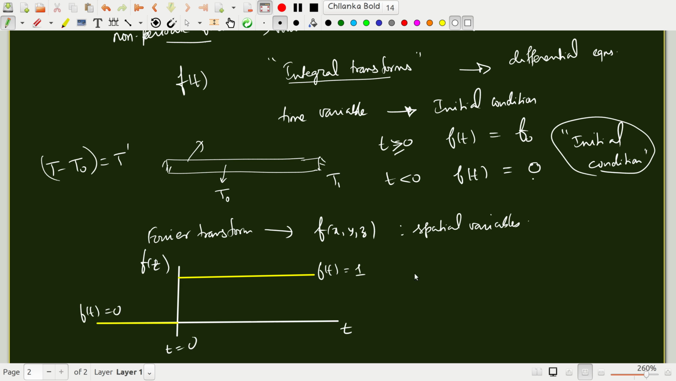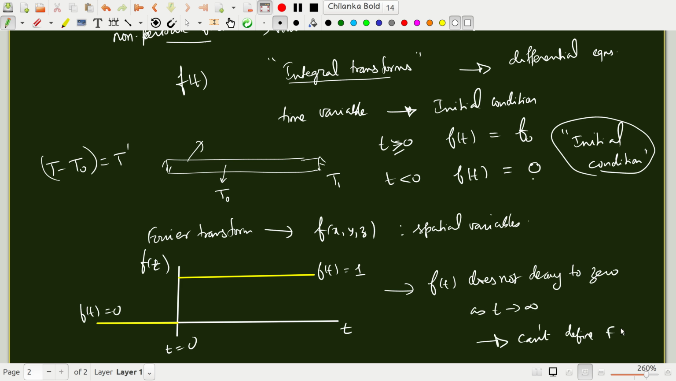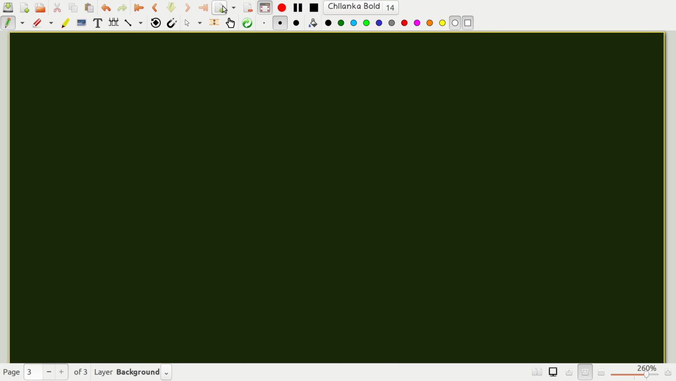Now for this function, as t goes to infinity, the function does not decay. f of t does not decay to 0 as t goes to infinity. That means we cannot define the Fourier transform of such a function. Not just this function, you also have functions that appear like this.